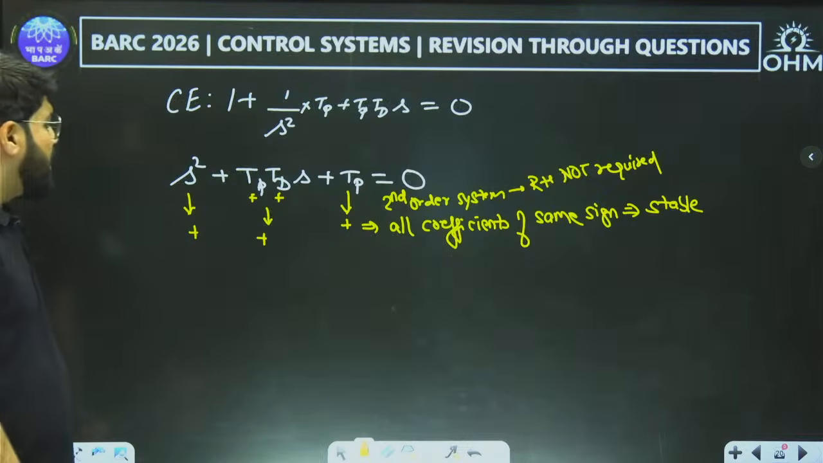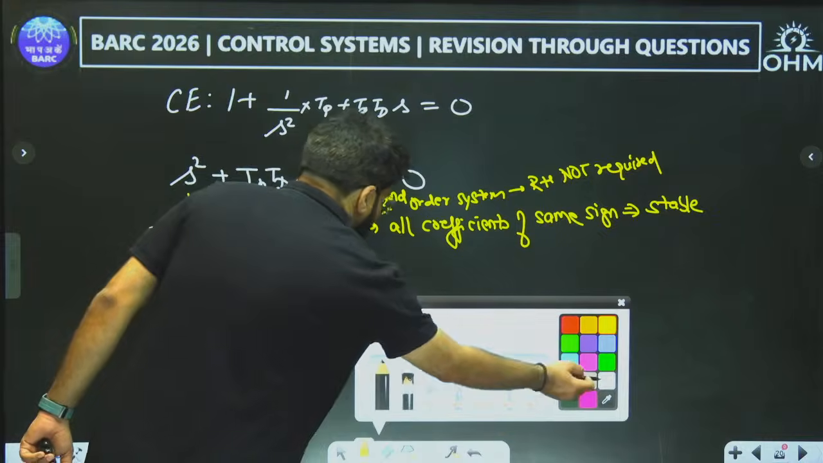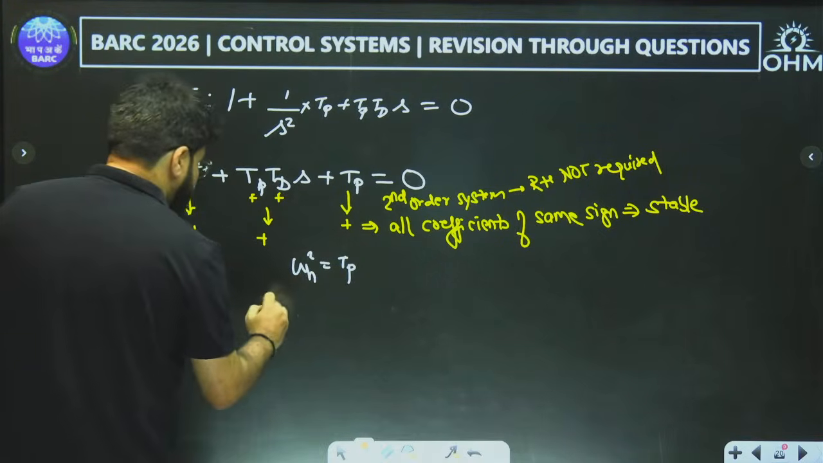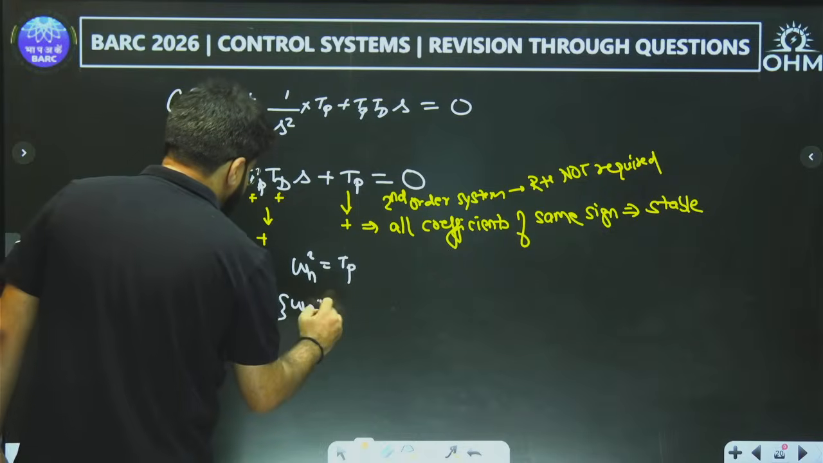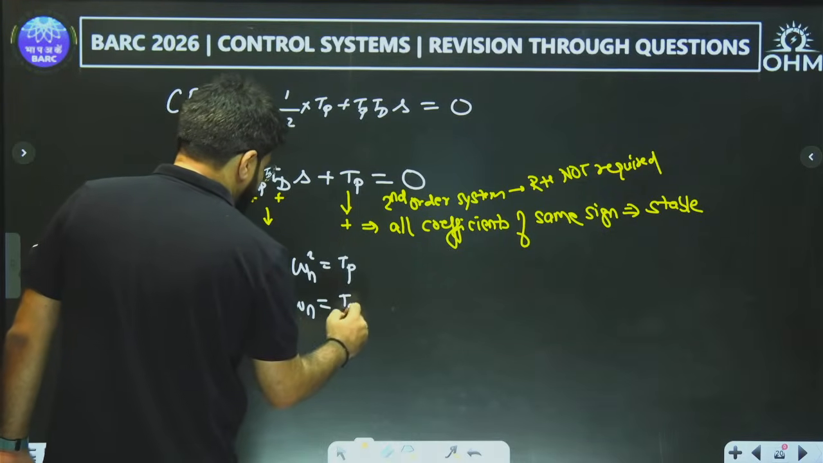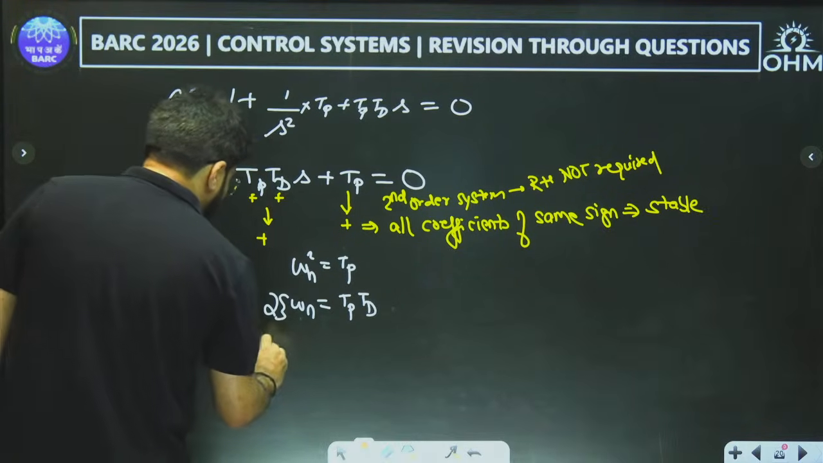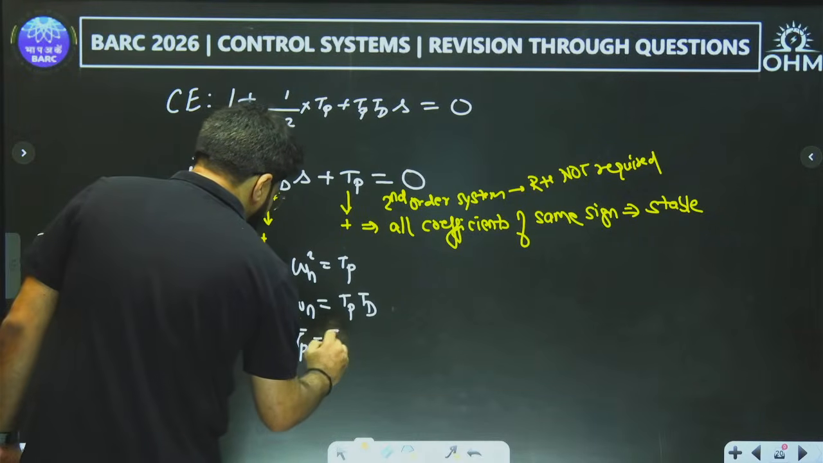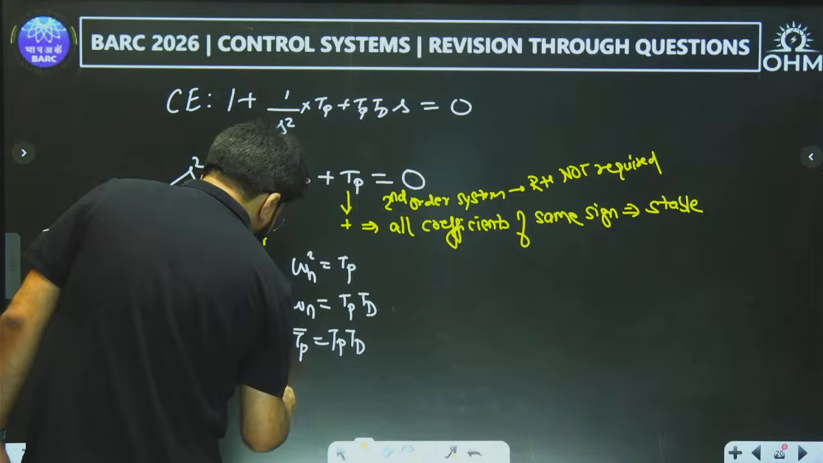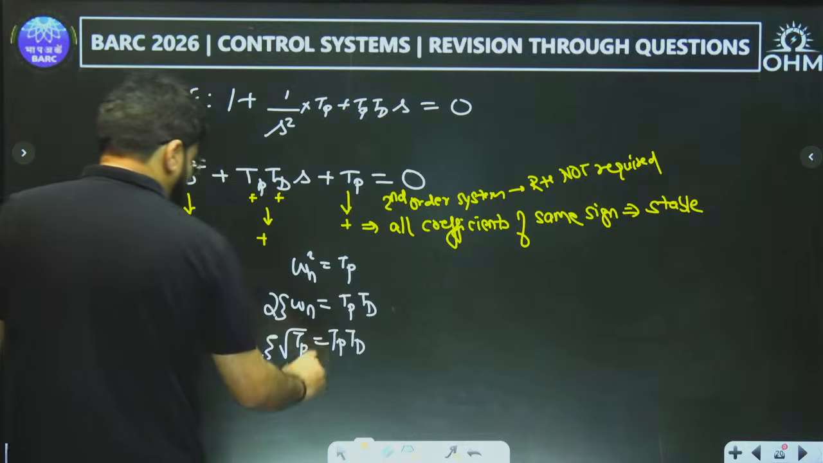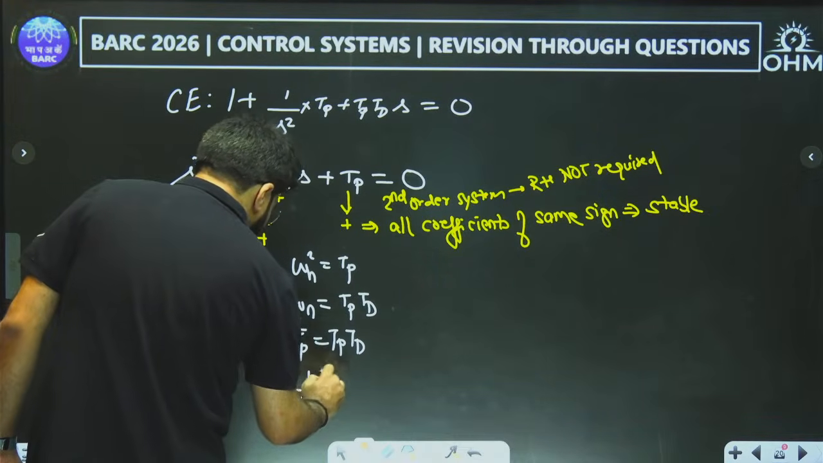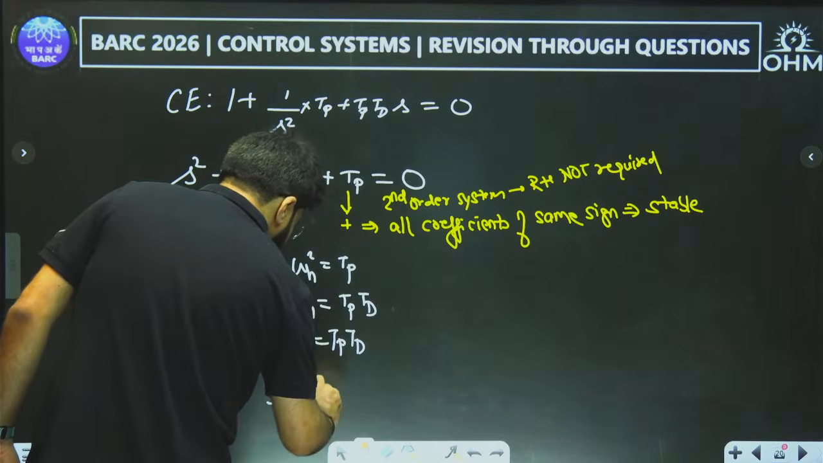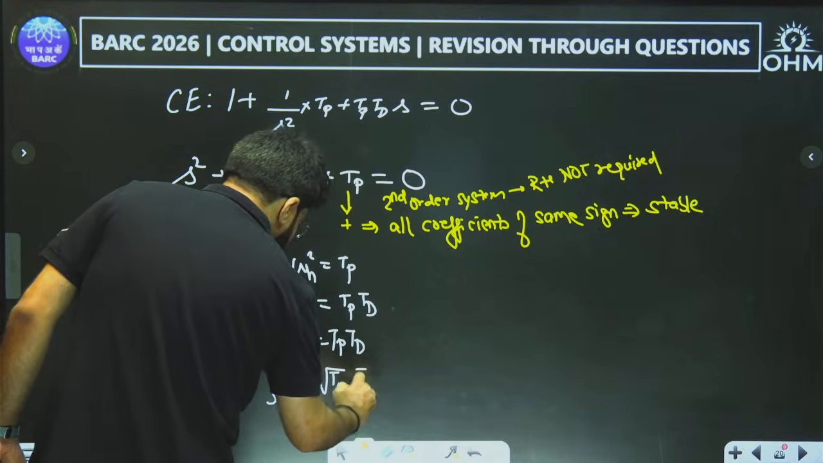Underdamped system. So zeta, now what is zeta? You have omega n square equal to TP, and 2 zeta omega n equal to the central term, TP TD. So what is 2 zeta? Omega n is root TP. Now see, what is the value of zeta? Zeta can be written as 1 by 2 into TD, the root TP can get cancelled, into root TP into TD.